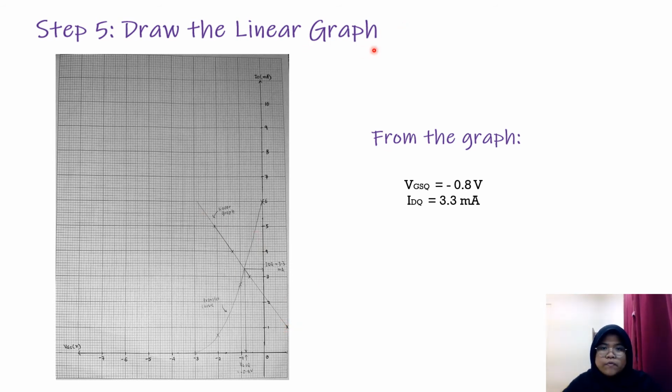Next, to find the VGSQ, the value of VGSQ and the IDQ based on the graph. So we have to find the intersection between the transfer curve and linear graph. So from the graph, the value of VGSQ is a negative 0.8 volt. The value of IDQ is a 3.3 milliampere.